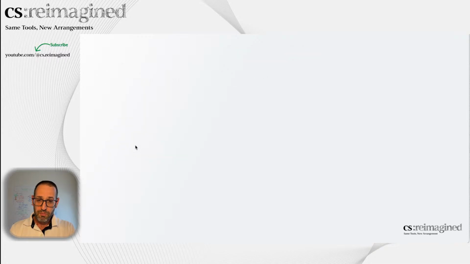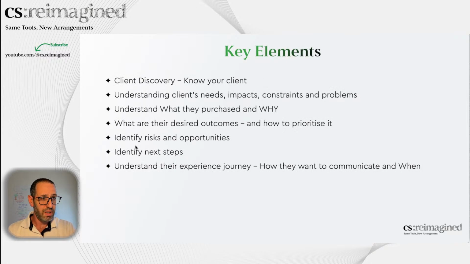So from here, we will jump into a little bit of key elements that the success plan should have. Just to reiterate, a customer success plan provides us a framework for activities that help us and the customers achieve the desired outcomes, and therefore we always need to be in the know. So we need to understand our client from top to bottom, from bottom to up. We need to know the client. We need to understand the needs, the impact, constraints, and the problems.